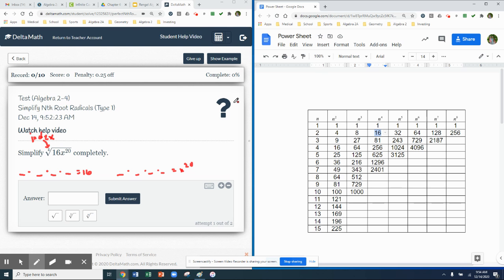Once I find the number that I'm going to take the fourth root of, all I do is slide over to this first column. That's going to be my answer. So 2 times 2 times 2 times 2 is going to equal 16, or 2 to the fourth power is going to equal 16. Sometimes we're going to see numbers like 1296 or 512, and to find those roots quickly, we can use this power sheet. That's why it can be very helpful.